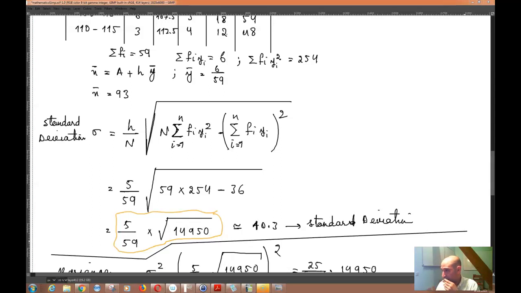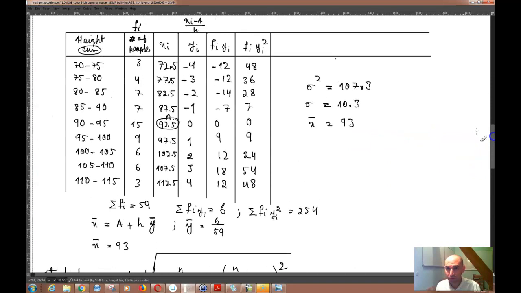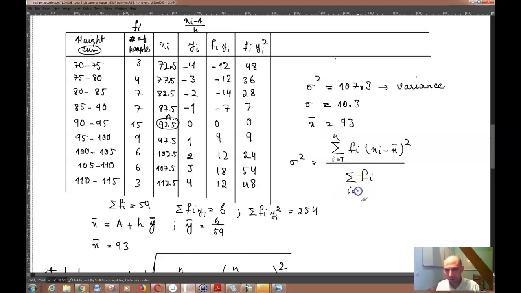So on this one, okay, the variance. This value over here, sigma squared, is called the variance. Now the actual formula that we used for variance was sigma squared is equal to, let me write it this way, sigma f of i times x of i minus x bar, whole squared, over sigma f of i, as i goes from 1 to n.